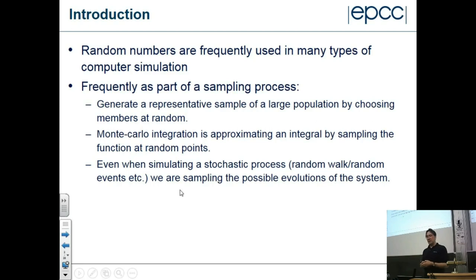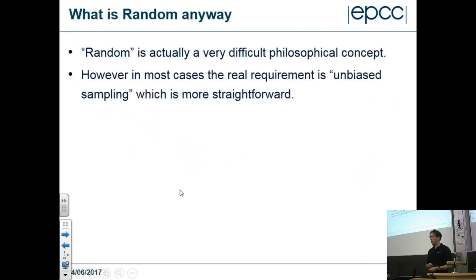Monte Carlo integration is a more formal statement. It's about doing an integral by sampling a function at random points, and I have a specific example of how to do that. Often you might be simulating a stochastic process, like a random walk or random chain of events. I've got an example of that later on. You're sampling the possible evolutions of the system. Basically, you have a potentially infinite number of outcomes, but you sample them to get a representative sample, and you want to do that in a fair and even manner, and that's where random numbers come in. Hopefully we'll come back to specific examples later on.